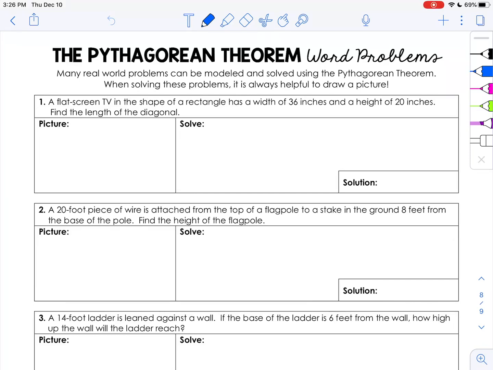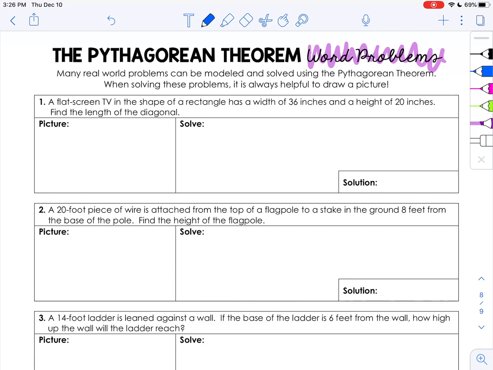In this lesson, we're going to be discussing what we discussed yesterday with the Pythagorean theorem, but we're going to be applying it to word problems. The majority of the time, when you're solving a word problem with the Pythagorean theorem, it is best practice to draw a picture to go along with your problem. So for all of the problems we look at today, we're going to draw a picture and then solve it algebraically.